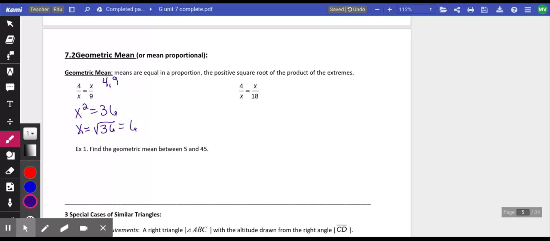it's just 6. Here, again, I cross multiply, so I get x squared equals 4 times 18, which is 72. I then take square root of both sides, so it's the square root of 72, which I'm going to round to the nearest tenth, which is 8.5. So I want you to pause and I want you to try example 1.